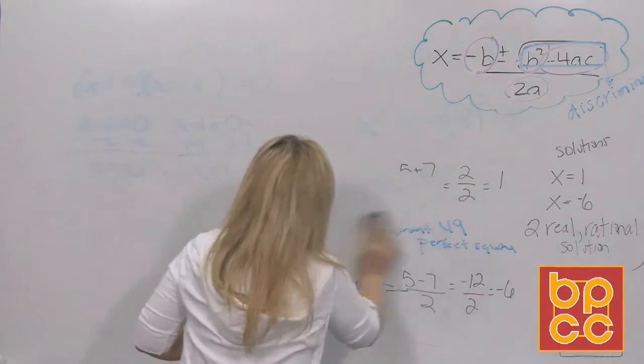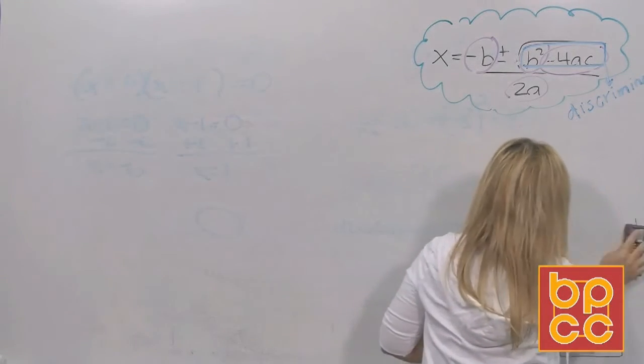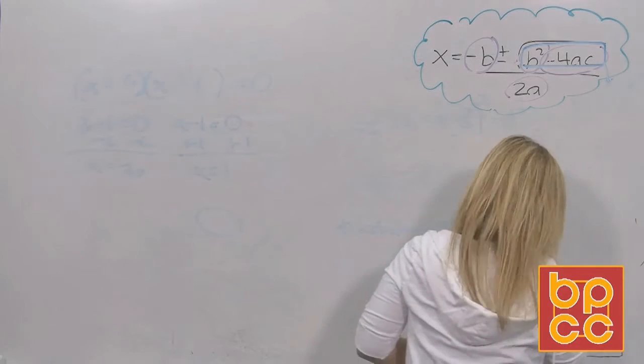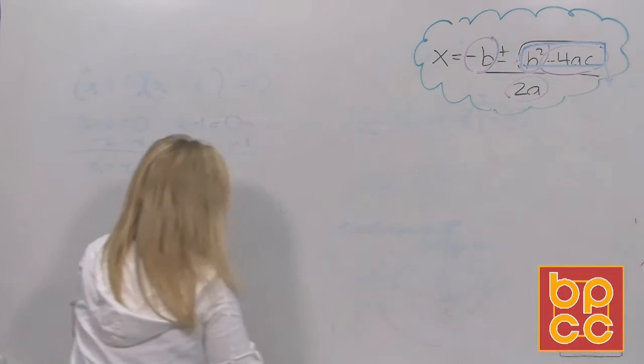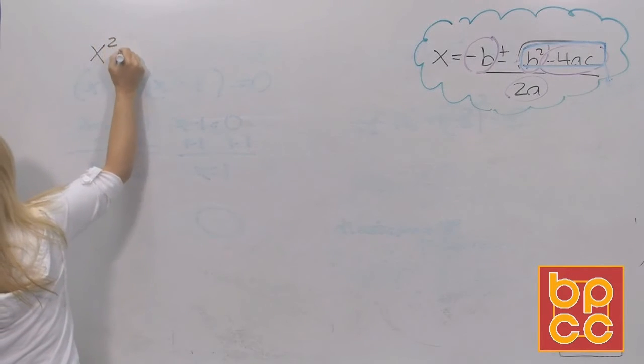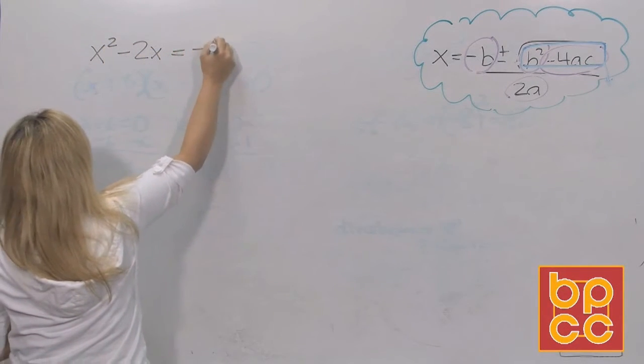So let me erase all this and go to example 2. All right, our equation is x squared minus 2x equals -1.